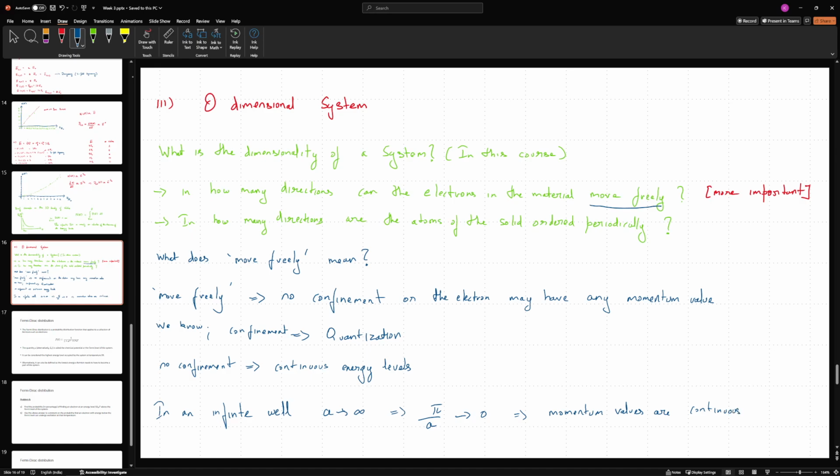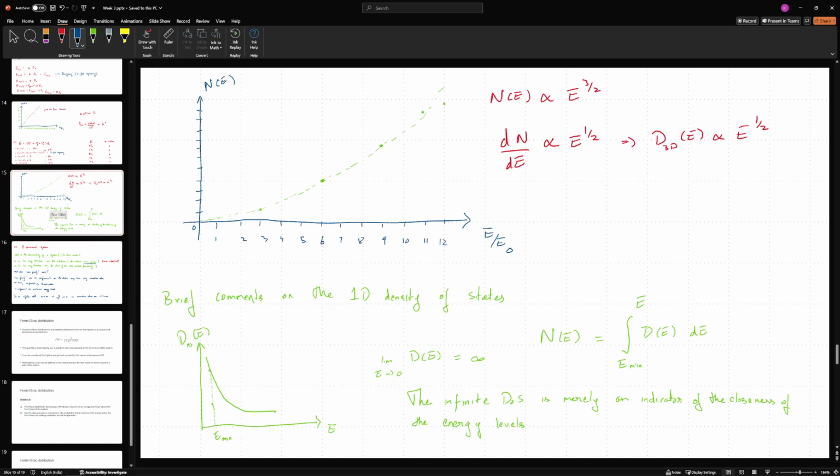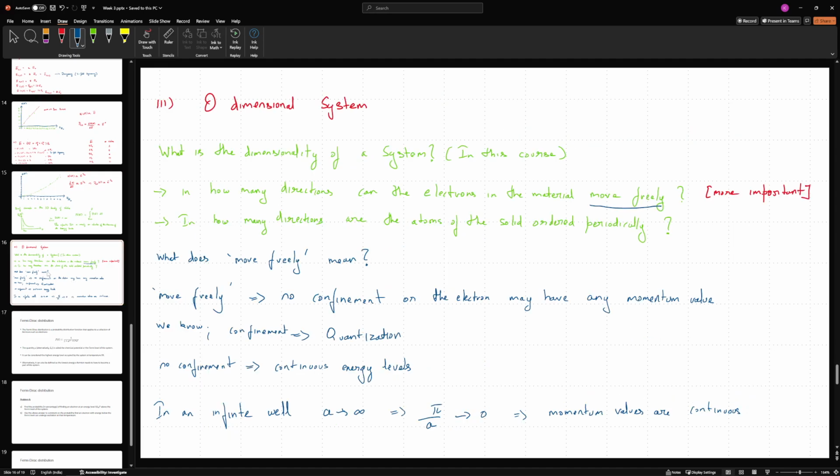Okay. So this gives me an idea of the dimensionality. How many directions does the electron have continuous momentum? So all these cases that we had previously considered are in a sense approximations, but they convey the right spirit. Okay. So momentum values are continuous, and this is what I mean by the dimensionality of a system.